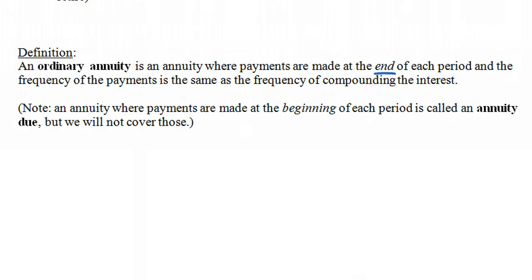Also, a special note here: an annuity where payments are made at the beginning of each period, maybe the beginning of every month, or the beginning of every year, would be called an annuity due. So when you see the word due, that's what that means. But we're not going to cover those.